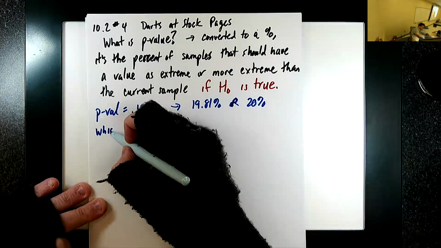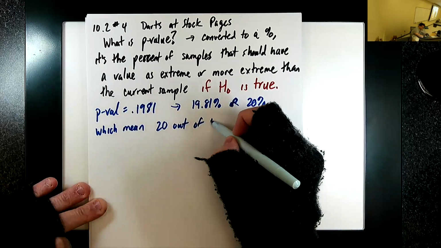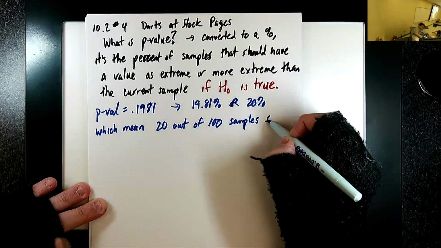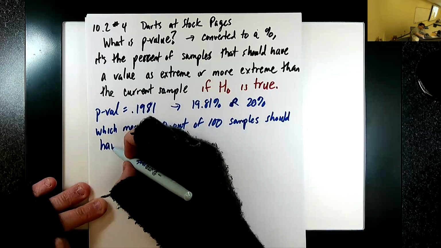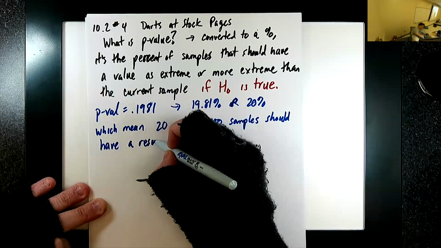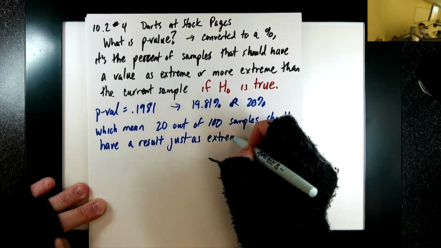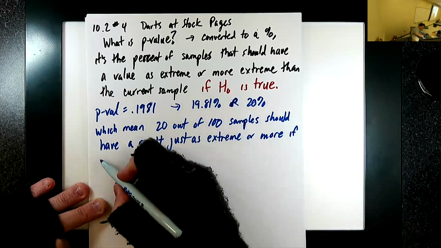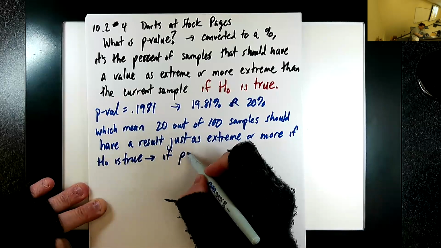Which means 20 out of 100 samples, that's 20%, should have a result which is just as extreme or more, if H naught is true, i.e. if P equals 0.5.